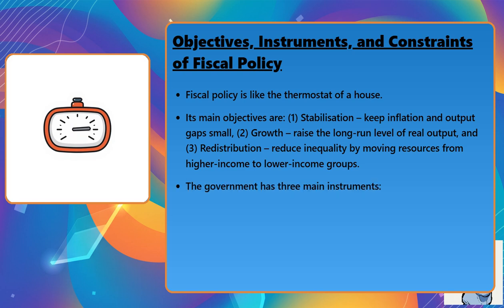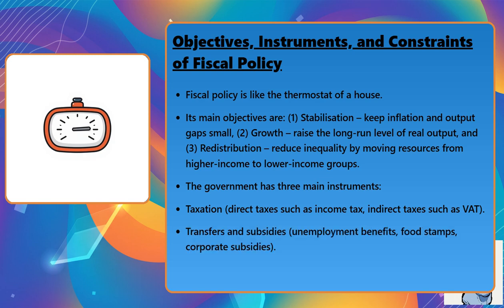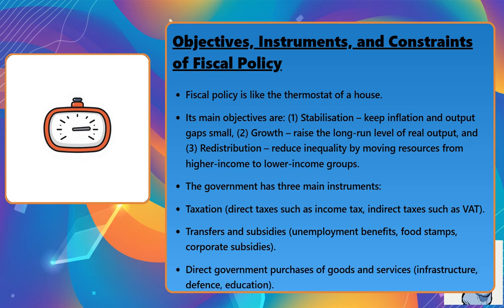The government has 3 main instruments. Taxation: direct taxes such as income tax, indirect taxes such as value-added tax. Transfers and subsidies: unemployment benefits, food stamps, corporate subsidies. Direct government purchases of goods and services: infrastructure, defense, education.